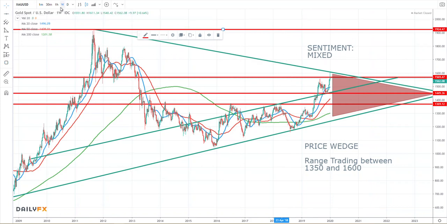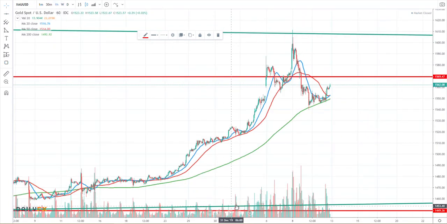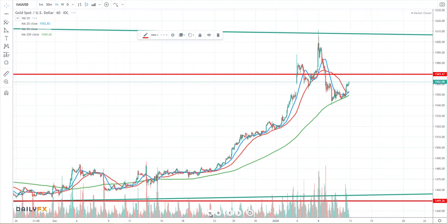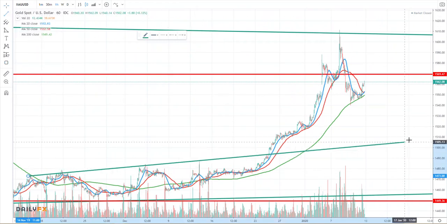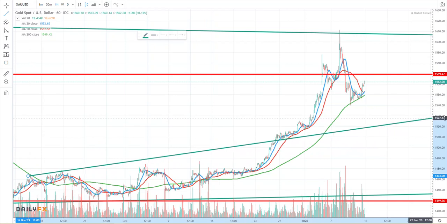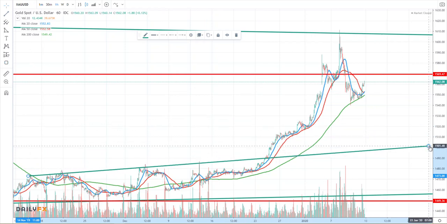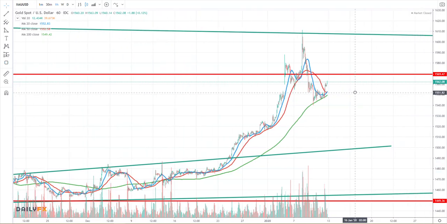Now let's go ahead and look at the very, very short term. Let's say you're day trading gold. We've got this trend line kind of ramping up. Okay. I don't like the parallel. So it looks like we could see a decline.